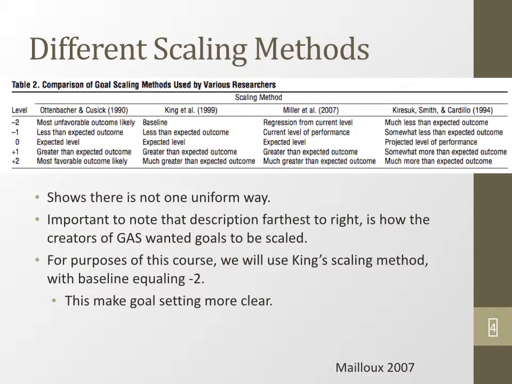As you can see, researchers have defined what the -2 to +2 objectives means. This shows that there is not one uniform way to scale goals, according to the literature. The column farthest to the right is what the creators of GAS intended each level to be. But as you can see, there are other people who have made their own definitions that are similar to the original definitions. But for purposes of this course, we will use King's scaling method with baseline equaling 0. This is the column that is the second to the right. This will make goal setting more clear for this course.